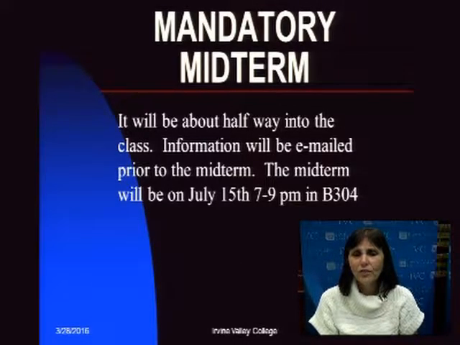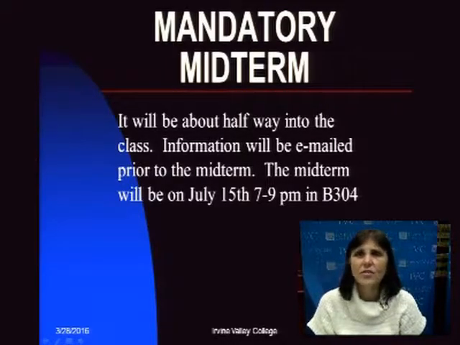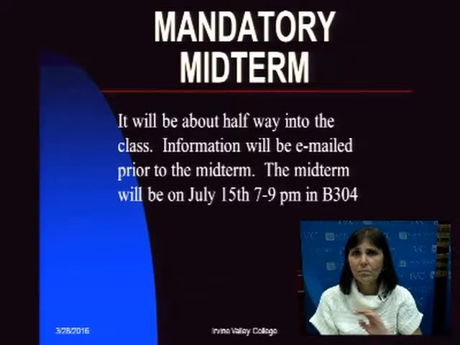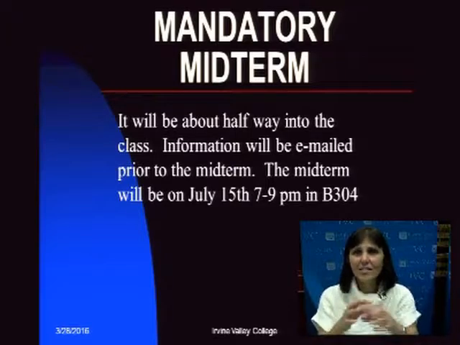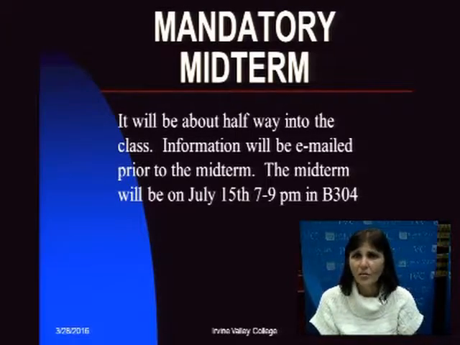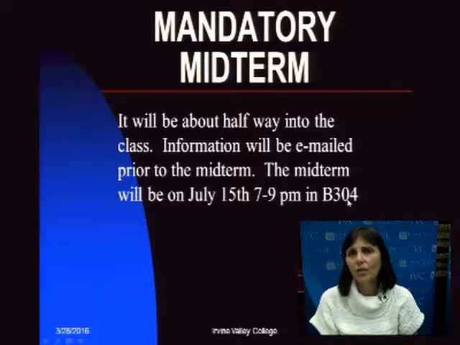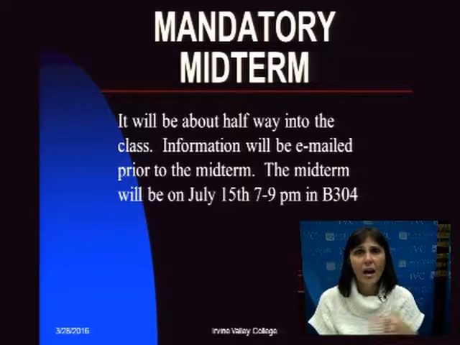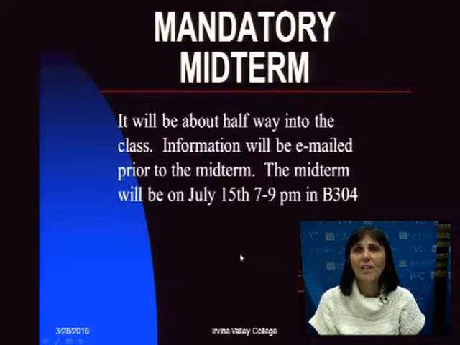On July 15, you need to come in person. There is no exception to this. You have to come in and bring a picture ID. Make sure you have a picture ID. It can be a passport, you know, anything that has your face on it, credit card with a face on it, that's fine. 7 to 9 in B304. Make sure that you buy your Scantron ahead of time. I'll give you those instructions. And then come in at that time to take the midterm in person with an ID.